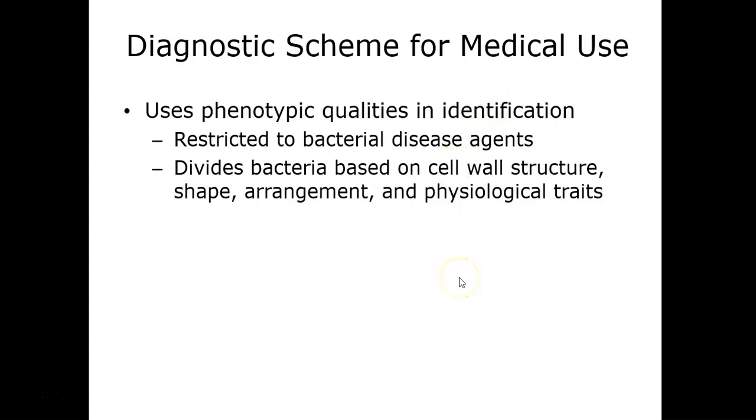In terms of diagnostics, oftentimes we use phenotypic traits. Whenever you hear the word phenotypic, it means physical appearance. So we use these physical qualities to identify microbes. We may look at the cell wall structure, how they're arranged, what their shape is, and what their physiological traits are. That helps us right away in the medical setting to try to classify microbes that are unknown to us.